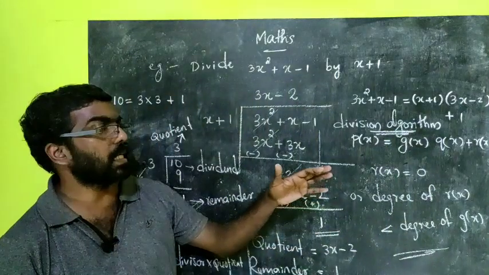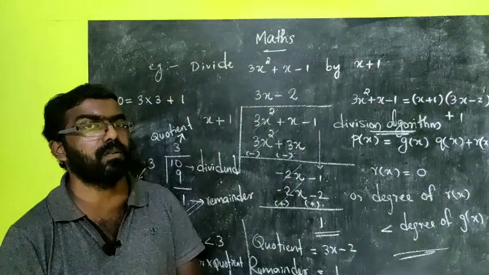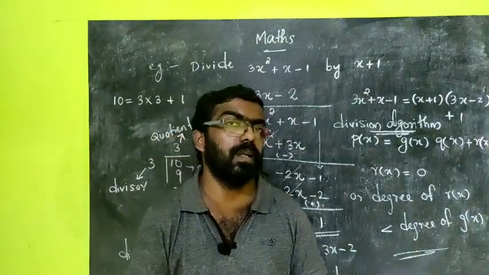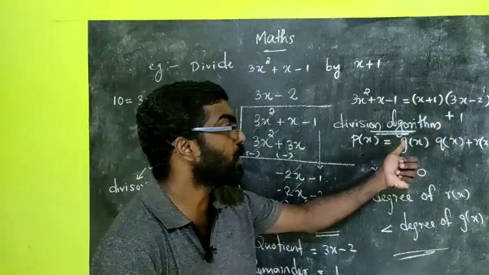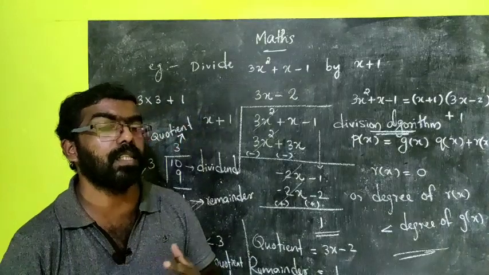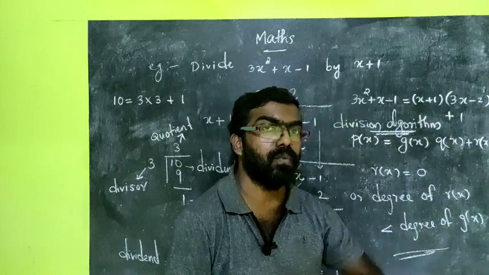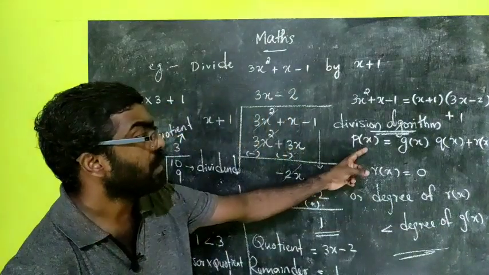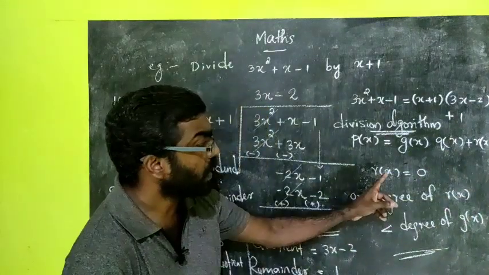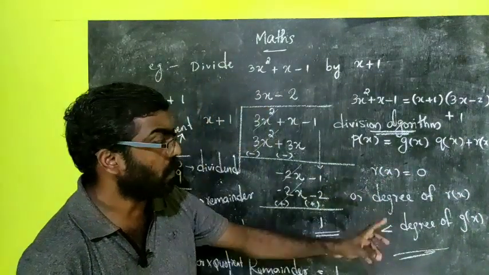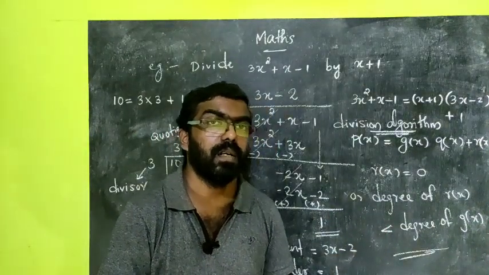So if p of x and g of x are any two polynomials with g of x not equal to 0. If g of x is equal to 0, then we cannot divide. Division by 0 is not possible. So if p of x and g of x are any two polynomials with g of x not equal to 0, then we can find q of x and r of x satisfying the condition p of x is equal to g of x into q of x plus r of x, where r of x is equal to 0 or degree of r of x is less than degree of g of x. Understood?